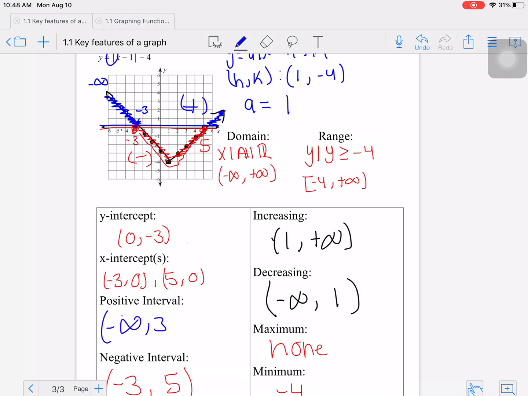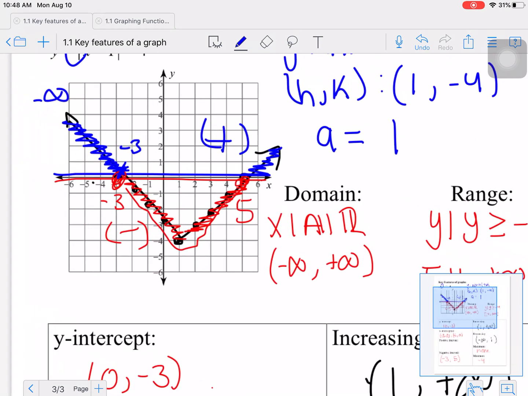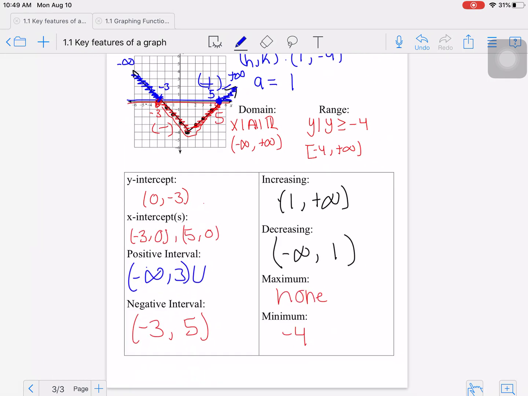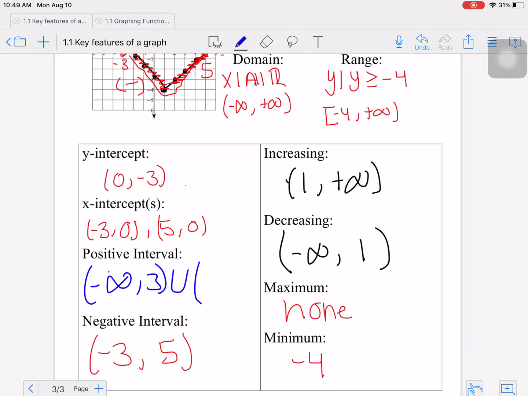Union, when does it begin to be positive again? Well, it begins to be positive right here, which we already know is 5. Now, when does it stop? Well, it never stops, so it goes to positive infinity. So it's also positive from 5 to positive infinity. So 5, comma, positive infinity.